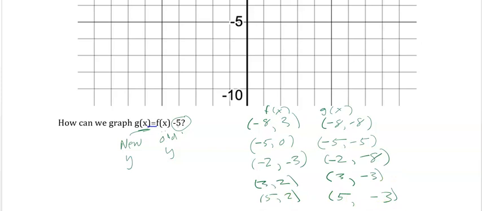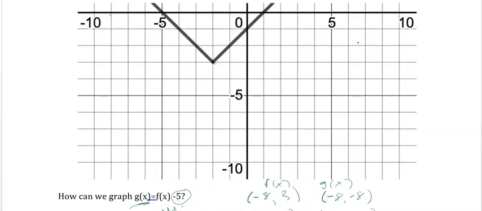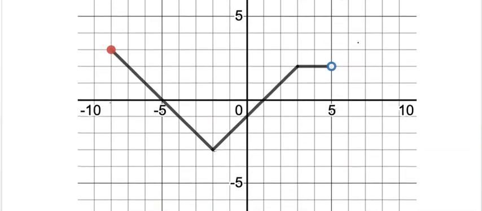Okay, so we now have the points on our new function. You don't need to do this point by point, but I thought it would help some of you to see where I'm getting this, talking about how it changes the y. But you can actually look at the graph of the function and just move every point you see down 5. 1, 2, 3, 4, 5. I'll put that one right there. 1, 2, 3, 4, 5.